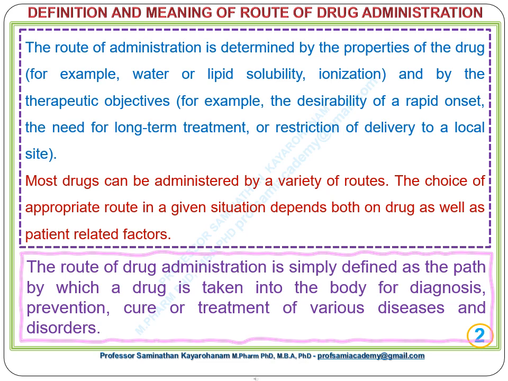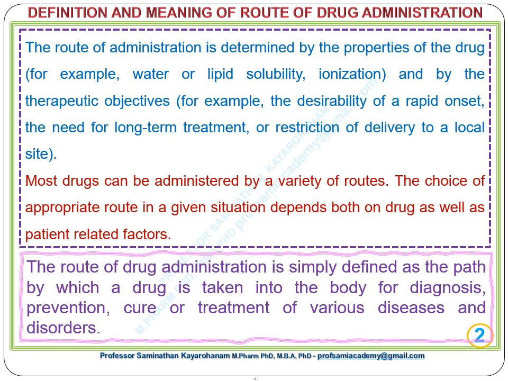Next slide, definition and meaning of route of drug administration. The route of administration is determined by the properties of the drug, for example, water or lipid solubility, ionization, and by the therapeutic objectives, for example, the desirability of rapid onset, the need for long-term treatment, or restriction of delivery to a local site. Most drugs can be administered by a variety of routes. The choice of appropriate route in a given situation depends both on the drug as well as patient-related factors.